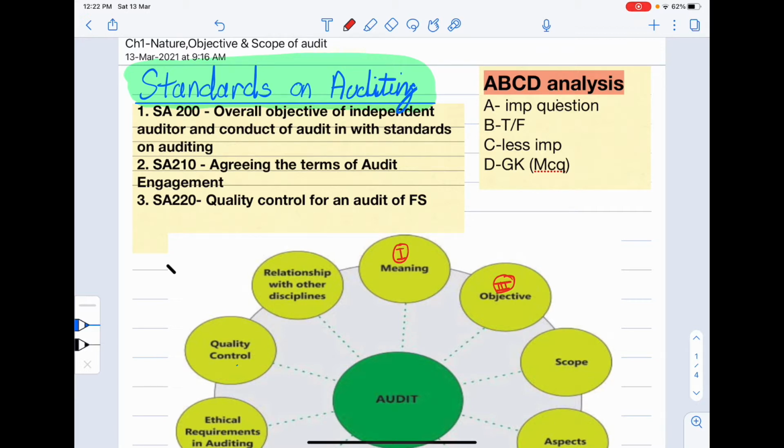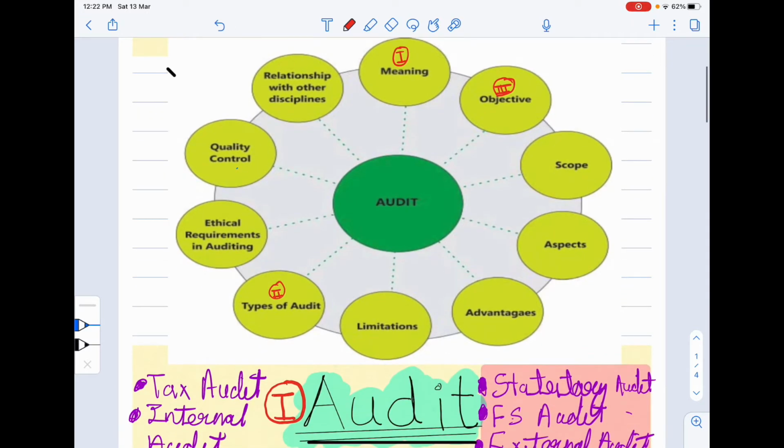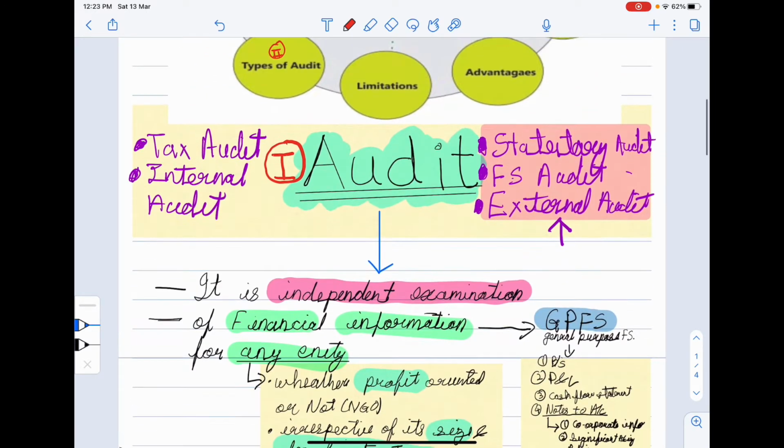Okay, and we are going to rate the questions as per ABC analysis. A is for important questions, B is for true or false questions, C is for less important questions, and D is for general knowledge questions which might come for MCQs. So let's move ahead. So what is audit?